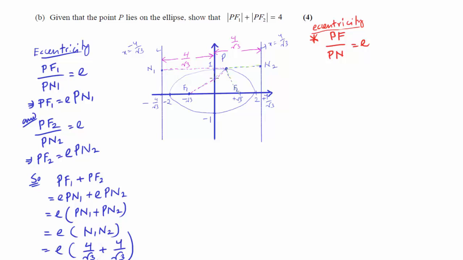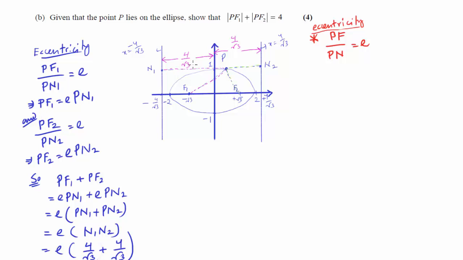So here we have taken the point N1, the perpendicular distance from P to N1, which we call PN1, and the distance PF1 upstairs. This is going to be the eccentricity. So with a simple rearrangement of the fraction, PF1 equals the eccentricity times PN1.